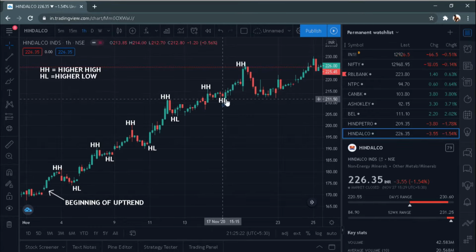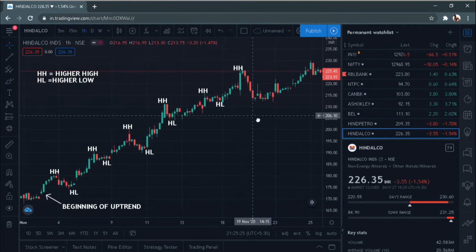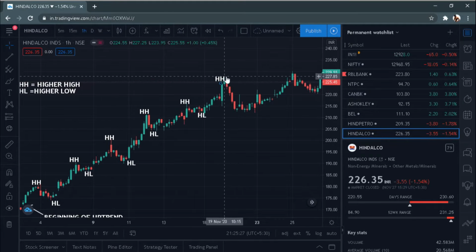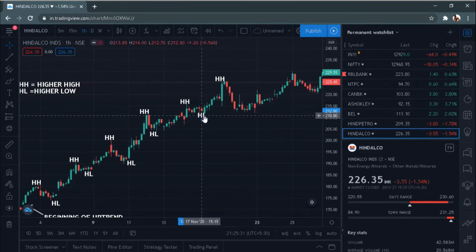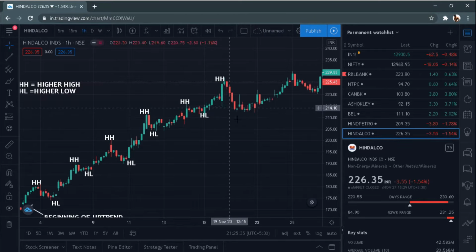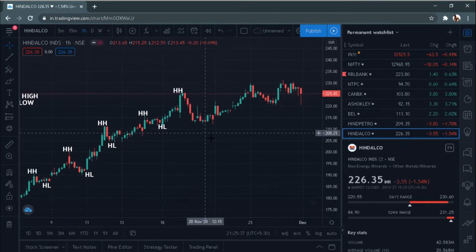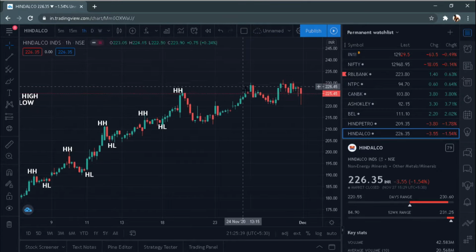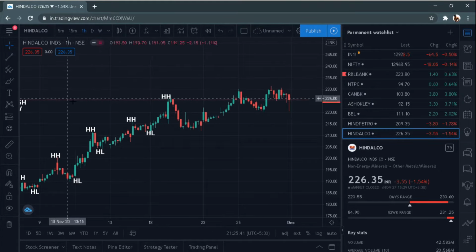And then the price formed another higher low and then a higher high. So over here you can see the price formed a higher high and then came down, but did not form a higher low. This was the previous higher low and this is equal to that, so we cannot consider it a higher low. And then you can see the price did not continue the uptrend. The price is currently in a sideways market.